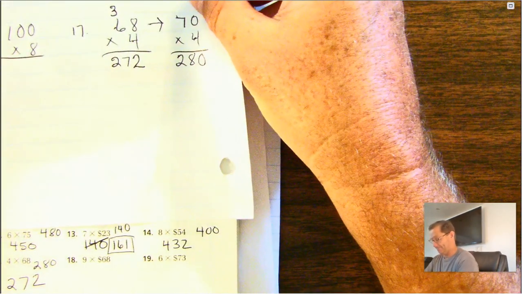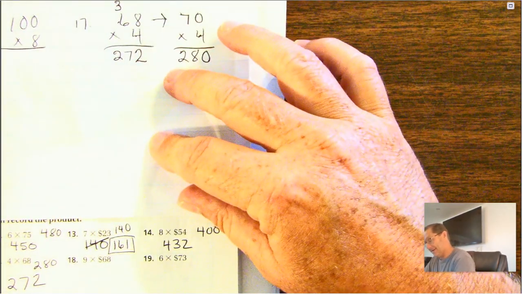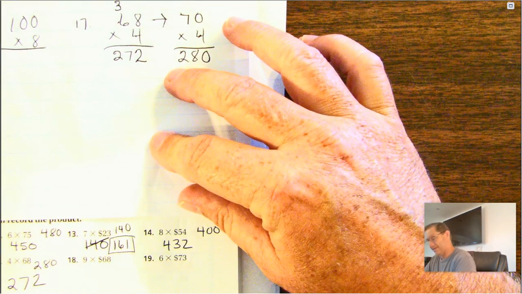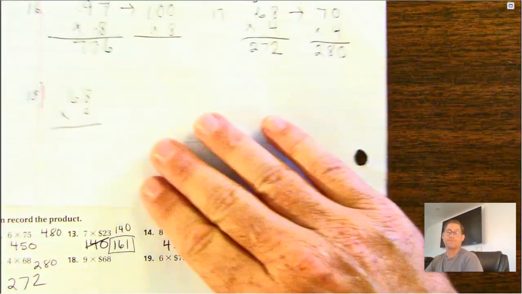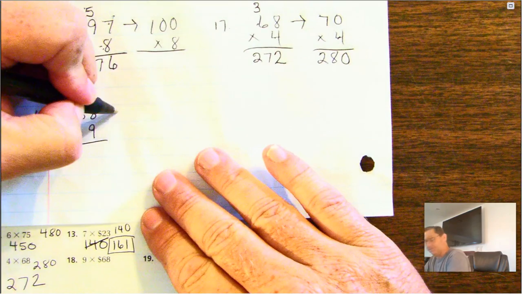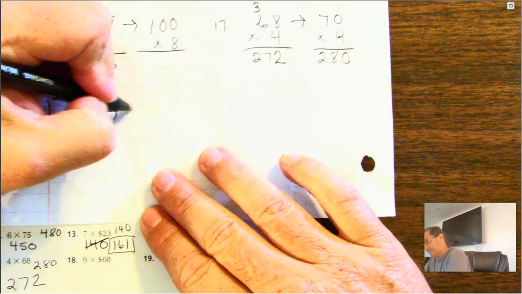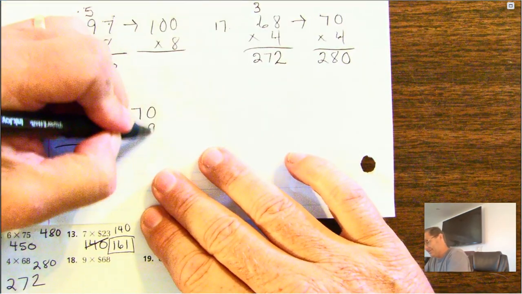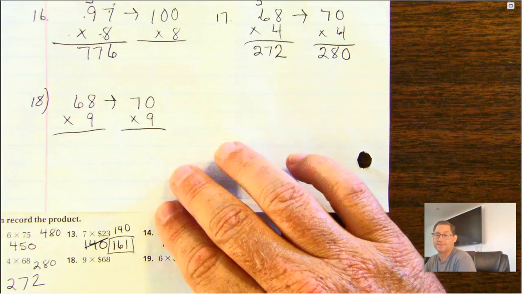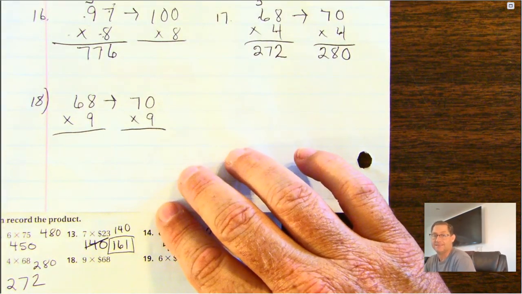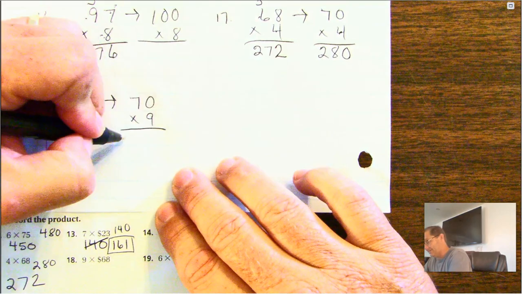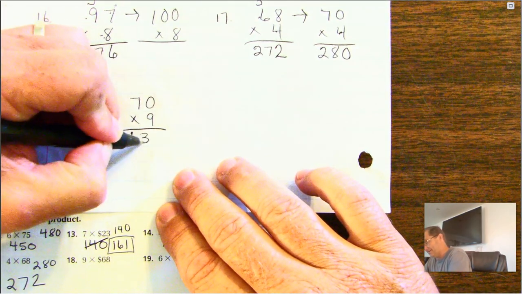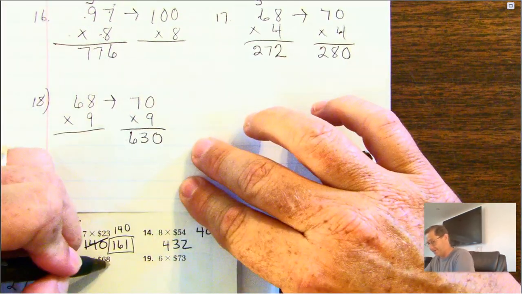Number 18, 68 times 9. 68 gets rounded up to 70 times 9. So we have 9 sets of 7 tens. 9 sets of 7 is 63 tens, or 630.